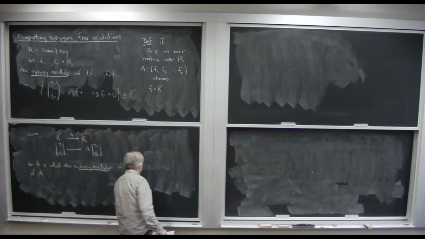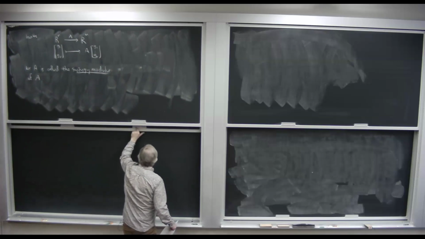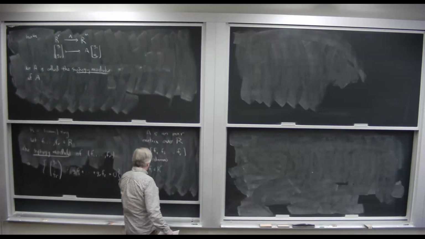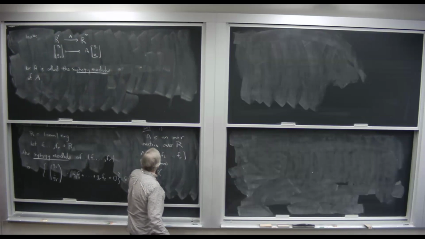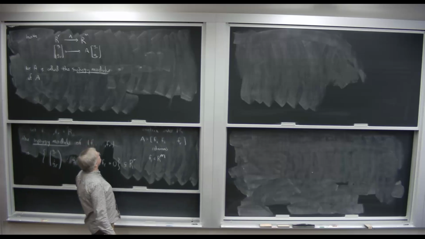So this R, this is M rows, so it's an M here. Thank you. Do I have all the rest of them right?